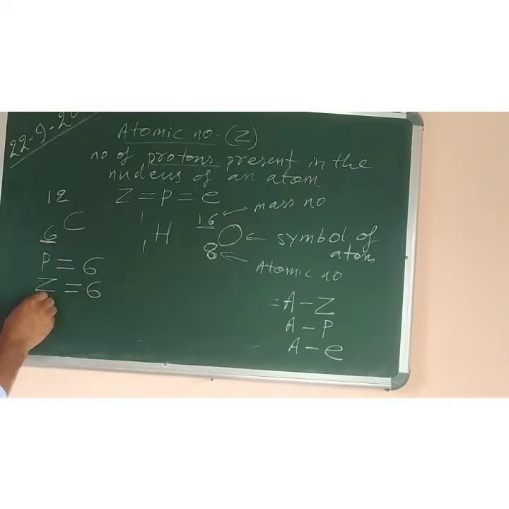Then next, number of electrons is 6. All three are same only. The number of electrons I did, protons I did. Now number of neutrons I have to do.